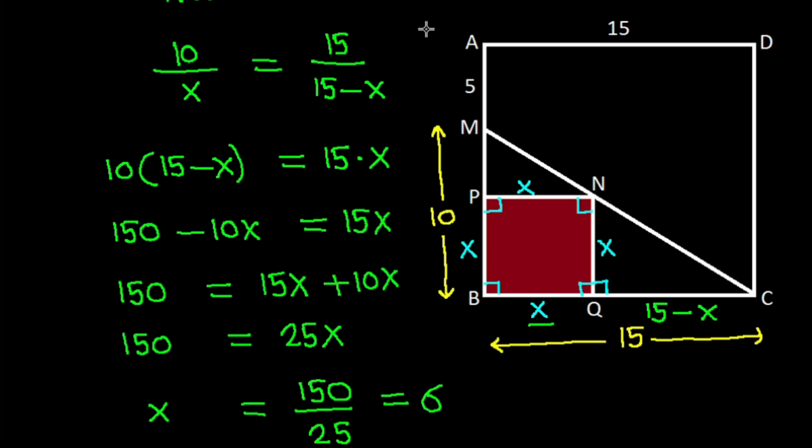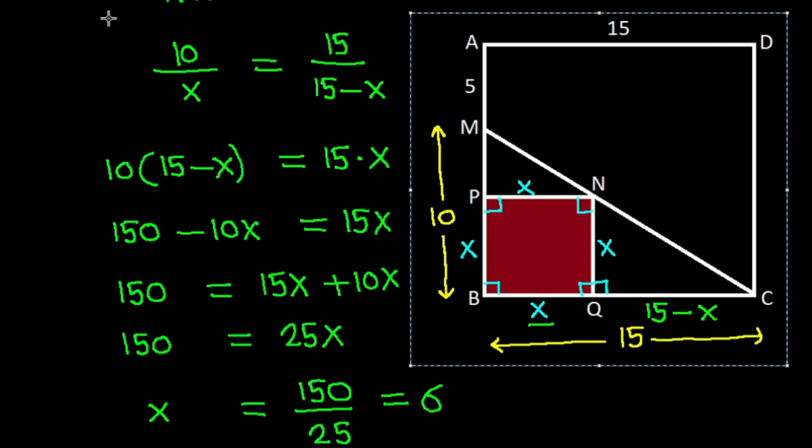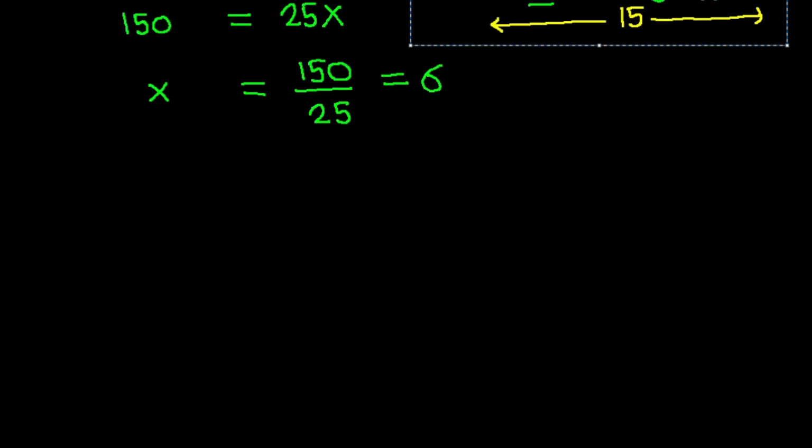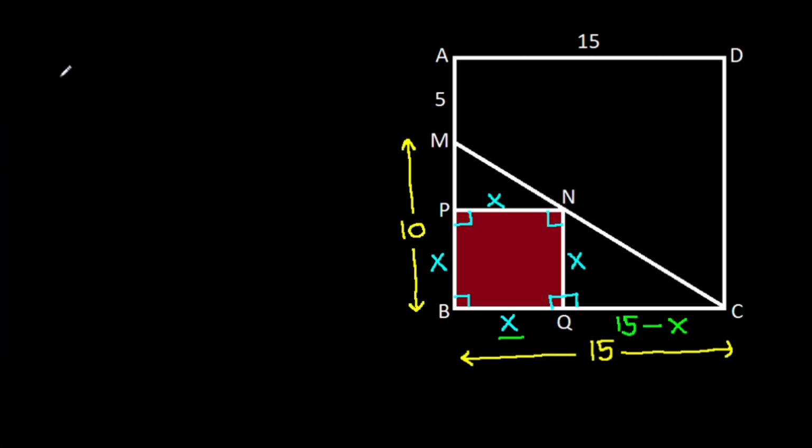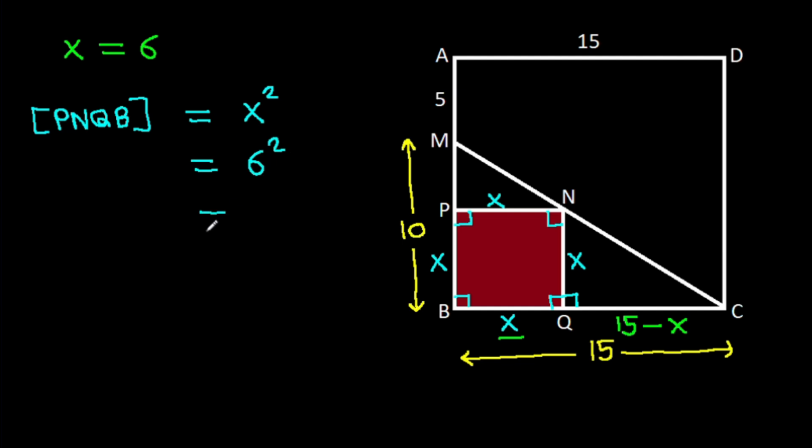Now we have x is 6, and now the area of PNQB will be x squared, and x is 6, so 6 squared, that will be 36.